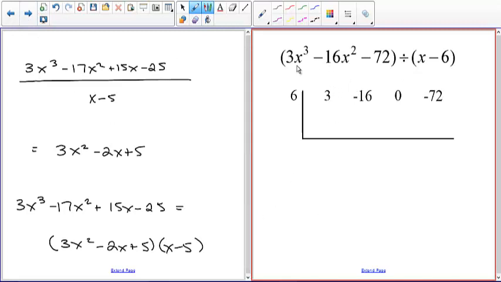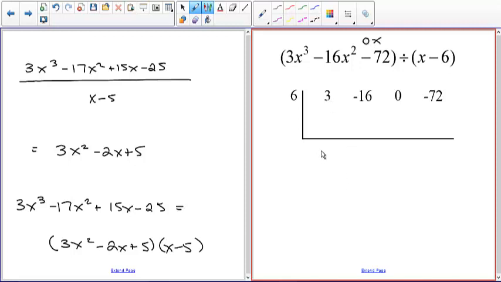Okay, here's another one. 3x cubed minus 16x squared minus 72, all divided by x minus 6. So again, you don't use negative 6 here, you use positive 6. 3, negative 16, there is no x term, so we put a 0 there. Negative 72. Those are the coefficients in front of each term. We have 0x, which we don't show because we don't need to.